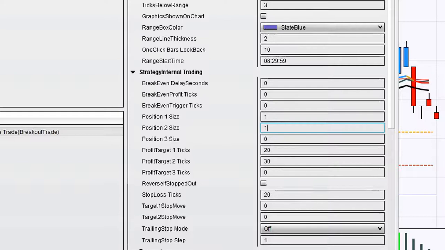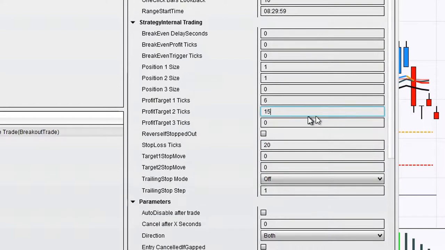So I don't have to write any complicated language. I just have to fill in the blanks with the numbers. My target number one, I decided I would make 6 ticks. My target number two, I decided I would make 15 ticks. Remember, this is a test. I don't know how this is going to work out. I'm learning. I'm testing using not real money, but I'm going to get an outcome that's going to be as if I am trading for real.